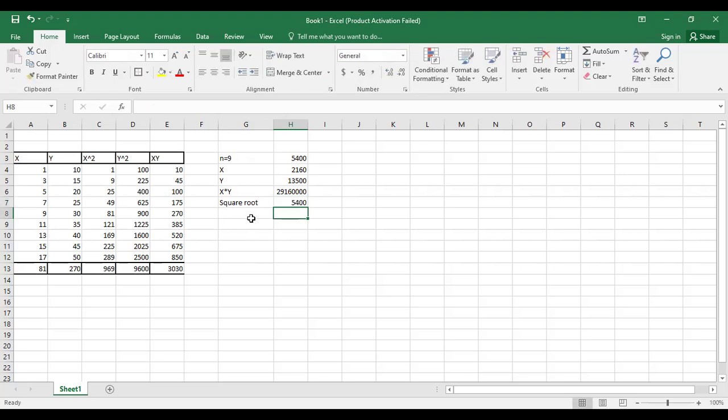And then you find this component and divide by that square root, which is 1. So R, I'll just say R, is equal to 1.